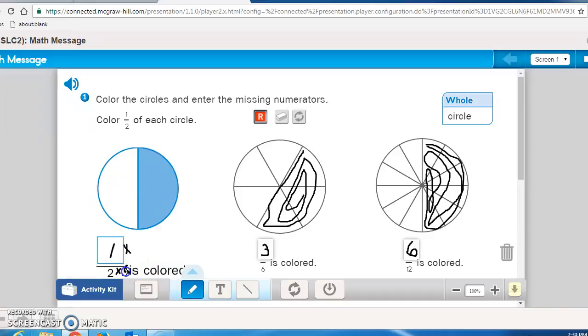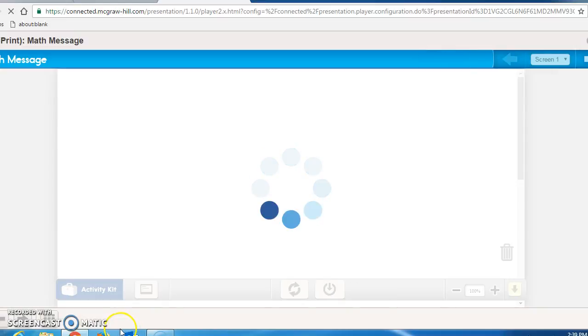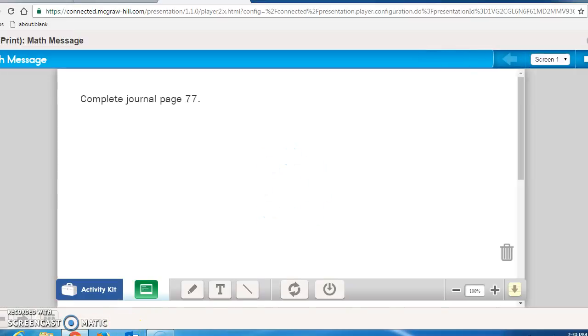And whatever I do to the denominator, I do to the numerator. So 2 times 6 is 12, and 1 times 6 is 6. They are equivalent. The whole always remains the same. It doesn't matter where you color the same equal parts of each circle as long as you color the same number of equal parts. Finish this page, then bring it up to me so that I can check it for you. Pause the tape now and please do that.